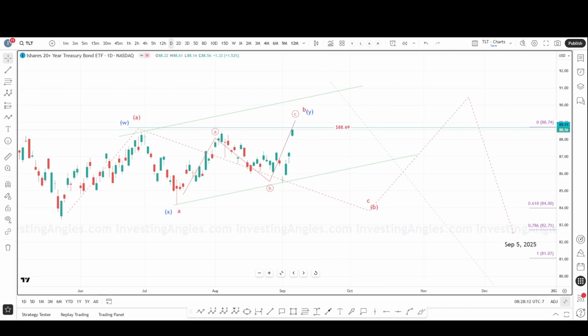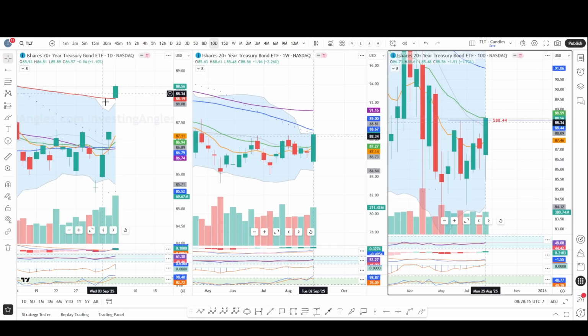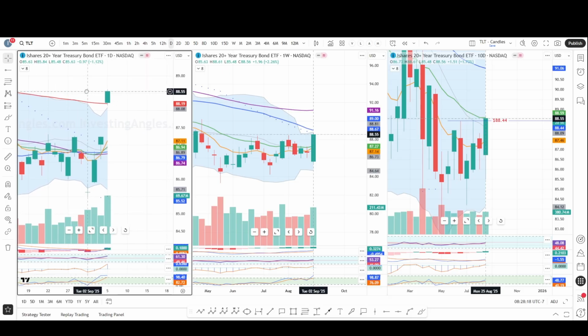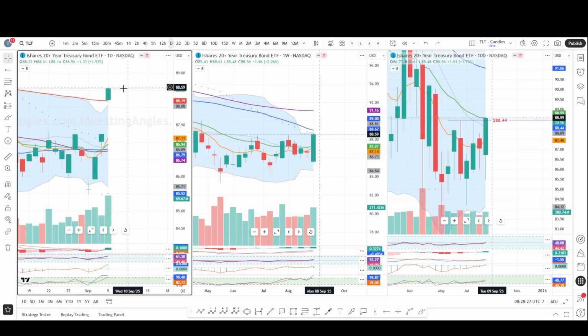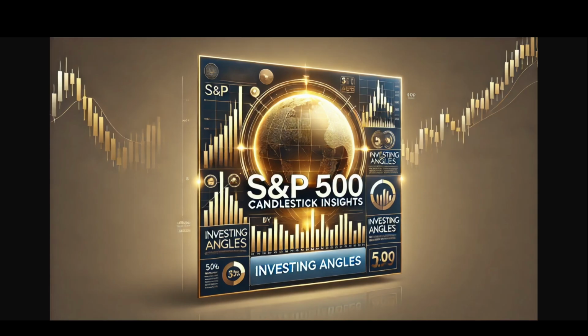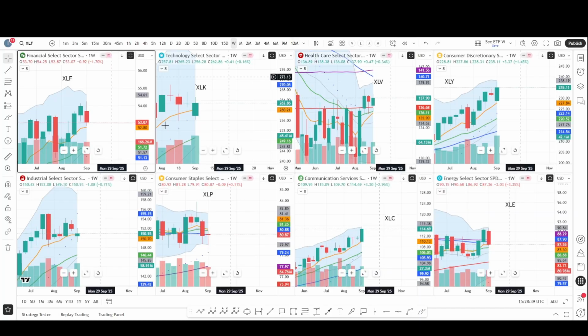Well, and as I said before, be careful about this candle that formed on Friday. It's above Bollinger Bands, and it had a very good chance to reverse the path here. Well, that's all for TLT. Now let's take a look at the sectors in S&P 500.